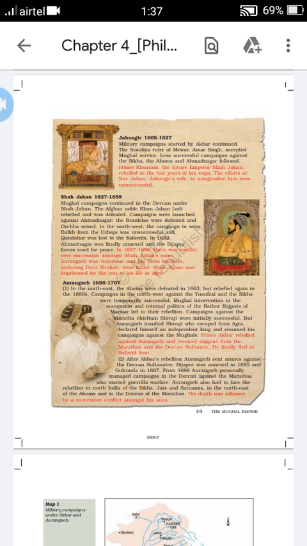In the northeast, Ahoms were defeated in 1663 and rebelled again in the 1680s. And Aurangzeb campaigned in the northwest against the Yusufzais. These were temporarily successful, but in this huge army, the Sikh community started rebelling against the Mughals. And the Rathods, Rajputs, Mewar rebelled, and there were campaigns against the Marathas.